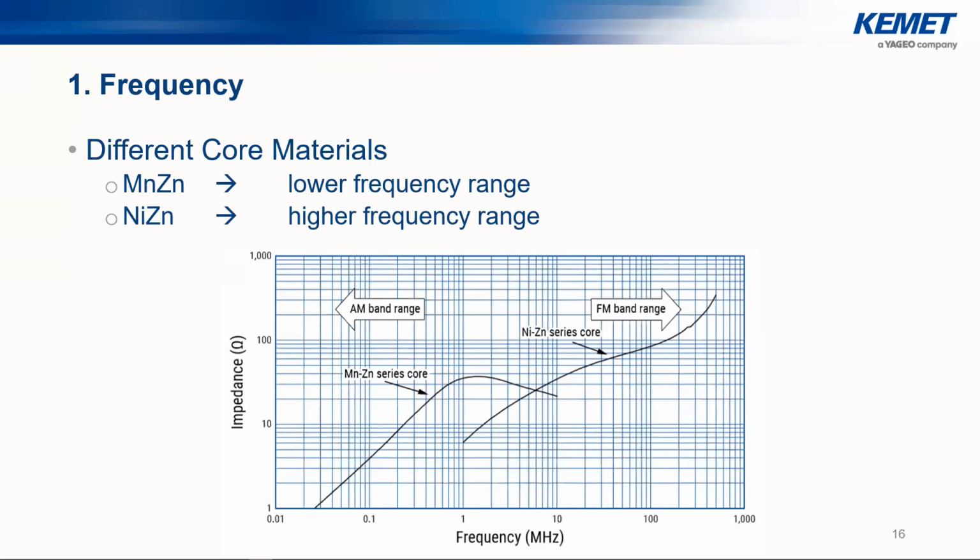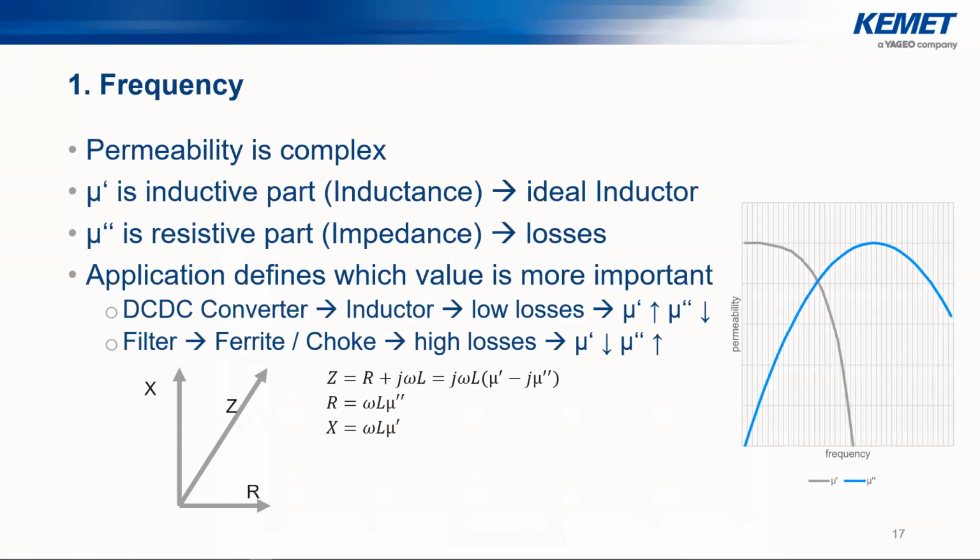And I will make it a little bit more complicated now. Let's say I don't make it complicated, I make it complex. Because the permeability is complex, and you have two parts. The one is the mu prime and the other is the mu double prime. The one is the inductive part and the other is the resistive part. At first, you have an inductive part where you have an ideal inductor. And mu double prime is the resistive part where you have losses. And the higher the frequency gets, the more losses you create. So your application defines which value is more important.